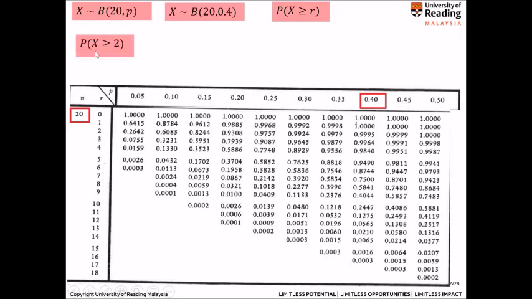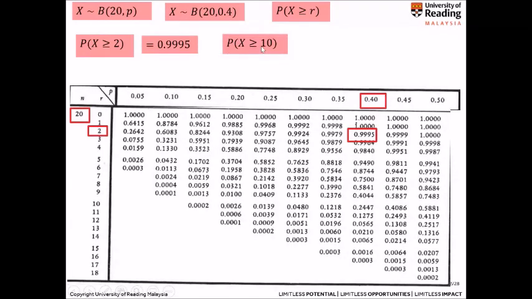For example, if I want to find x greater or equal to 2, I will look for r equal to 2. Then under the column here, under the 0.40, you will get the answer 0.9995. So you need not use the formula to work out x greater or equal to 2 until you get 20. That is a lot of calculation. Of course, you may use the indirect method.